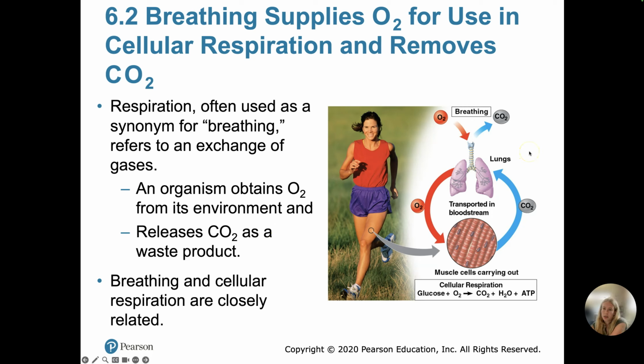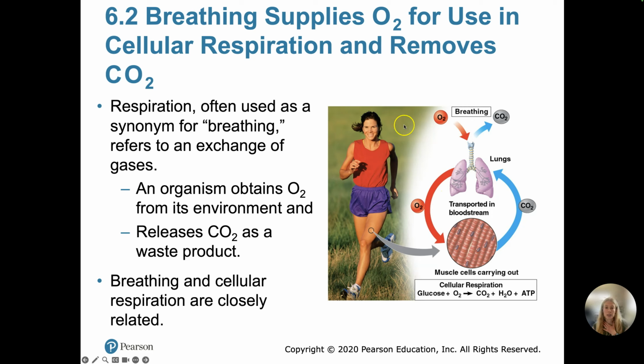As we can see over here, we know the cellular respiration equation down here. The reactants are glucose and oxygen, and then the products are carbon dioxide, water, and then that produces ATP. So we need oxygen in order for cellular respiration to occur, which is why we constantly need to be breathing in oxygen. We breathe in the oxygen, it goes to our lungs and then is transported in the bloodstream, where it goes to muscle cells, let's say specifically in the thigh, that are carrying out cellular respiration.